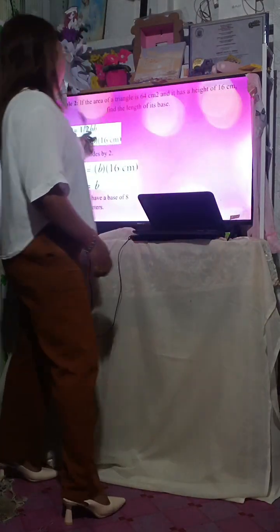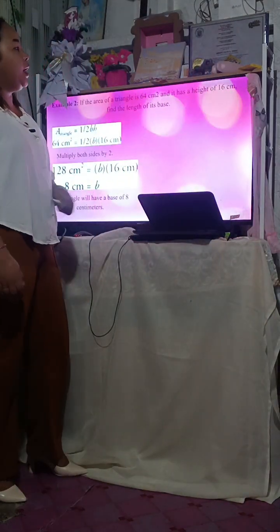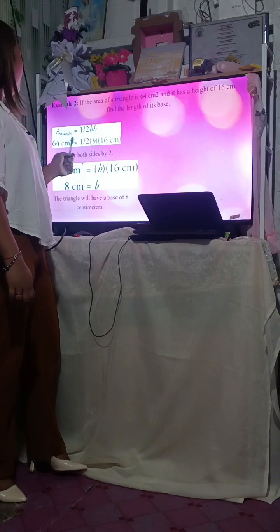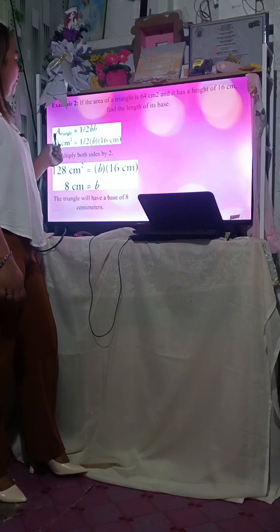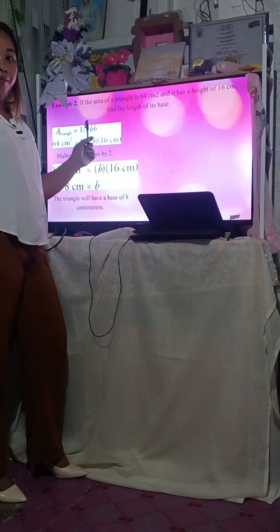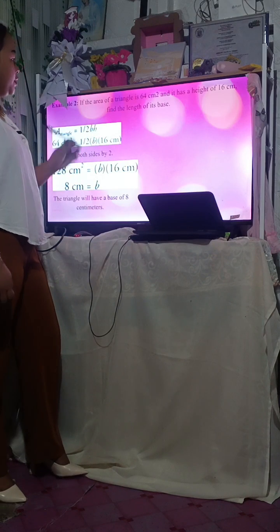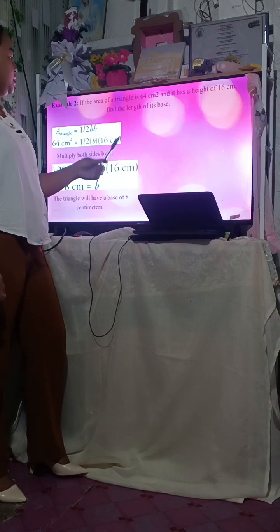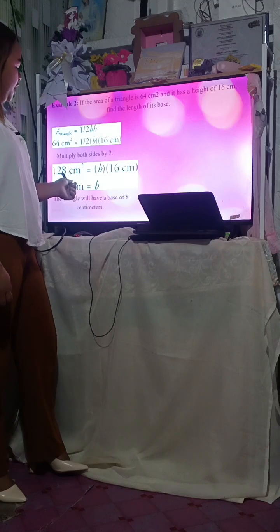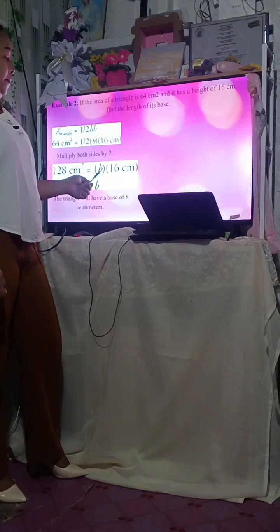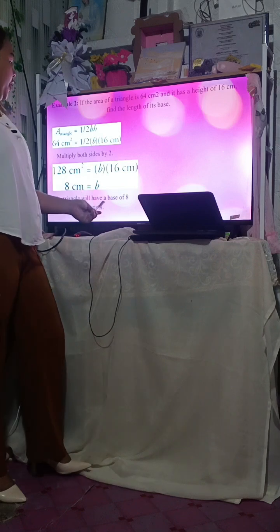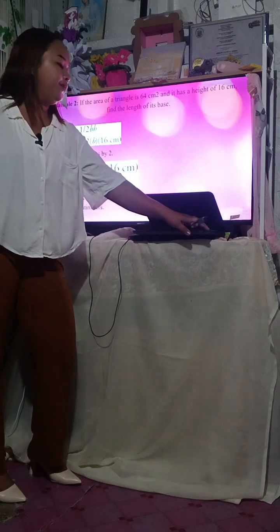So, example 2, if the area of a triangle is 64 centimeters squared and it has a height of 16 centimeters, find the length of its base. So, our formula of the area of a triangle is equal to 1/2 times base times height. So, 64 centimeters squared is equal to 1/2 b times 16 centimeters. So, multiply both sides by 2. So, 128 centimeters squared is equal to b times 16 centimeters. So 8 centimeters is our base. So the triangle will have a base of 8 centimeters.